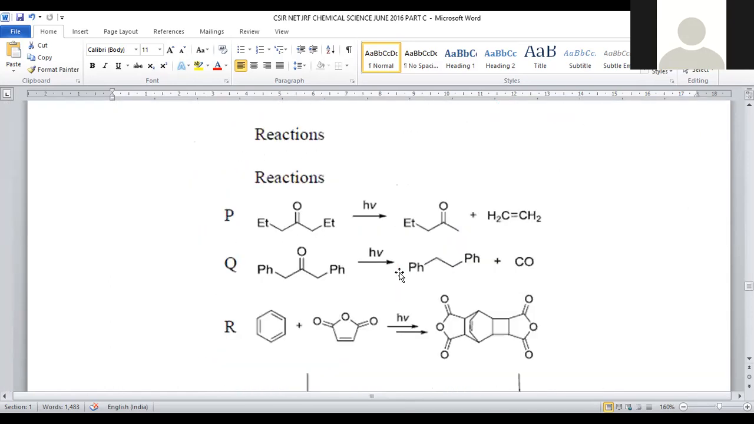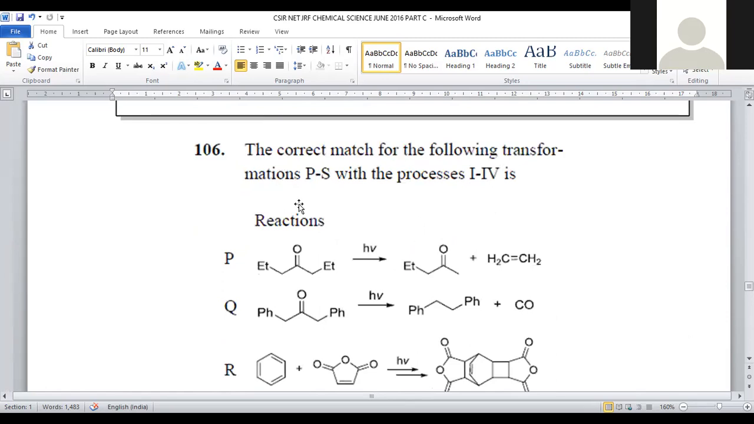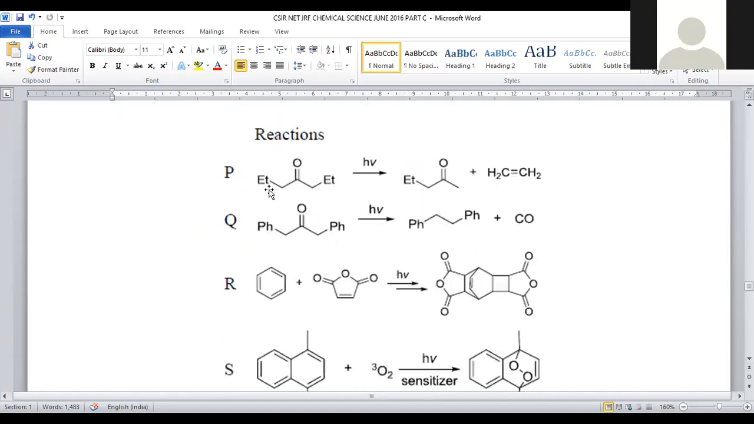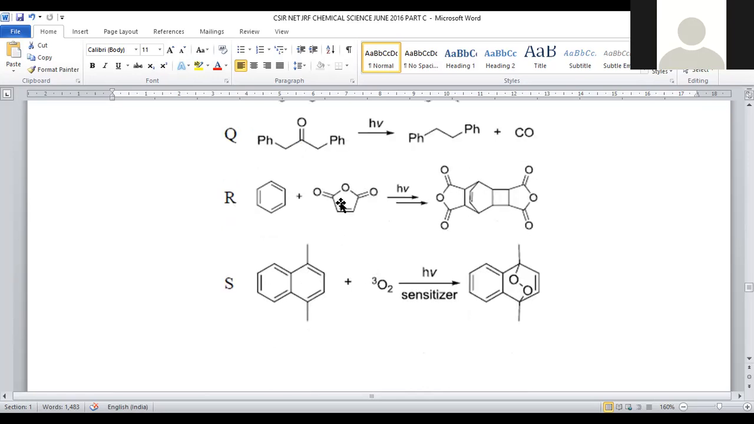Now let us move on to question number 106. The correct match of the following transformations P to S with the processes 1 to 4, right? So chemical reactions are given, and we have to predict the name of the reaction. Here first we are taking a ketonic compound. Upon treating with hν, what happens here? The cleavage is possible, and we got fragmentation here. One is an olefinic double bond in the ketonic compound. When ethene is departed, that is known as Norrish type 2 reaction. When the carbonyl group is departed, that is known as Norrish type 1 reaction.